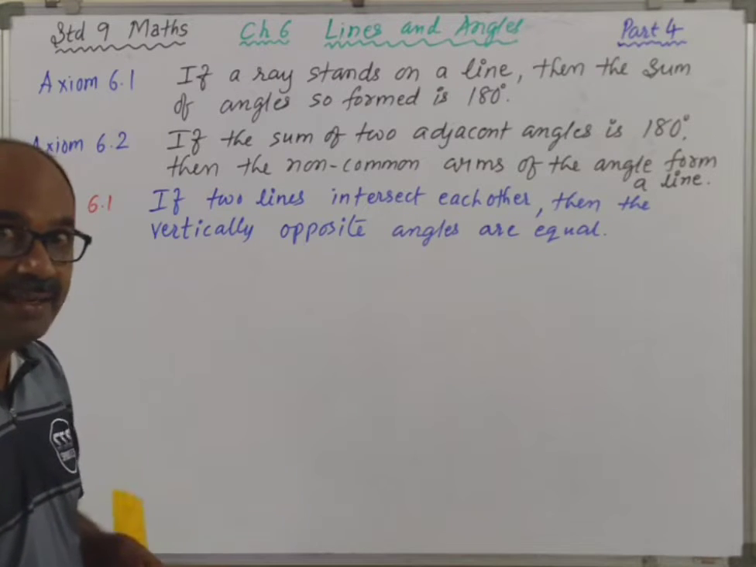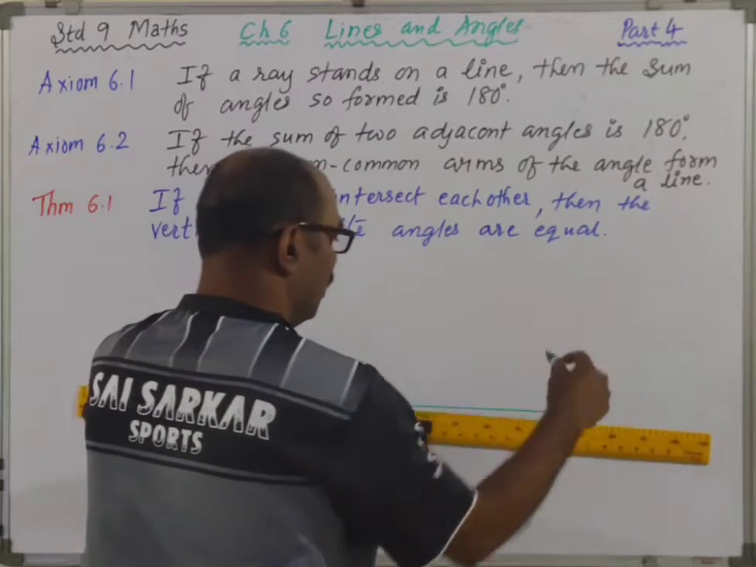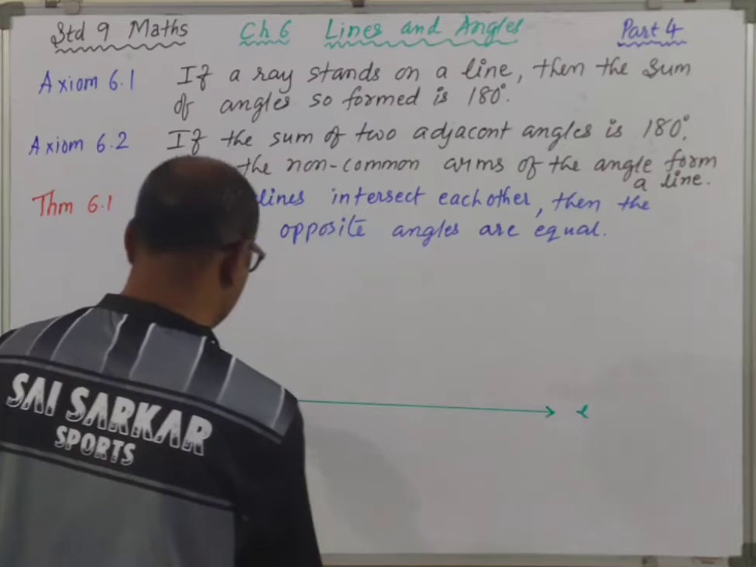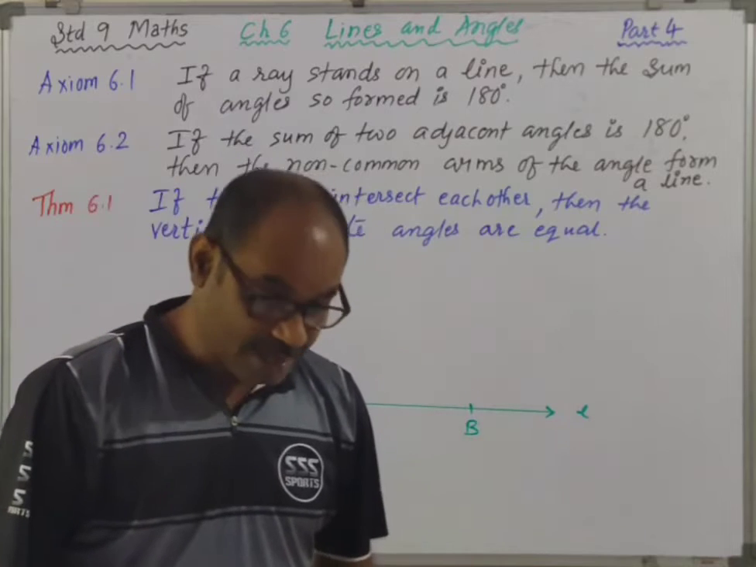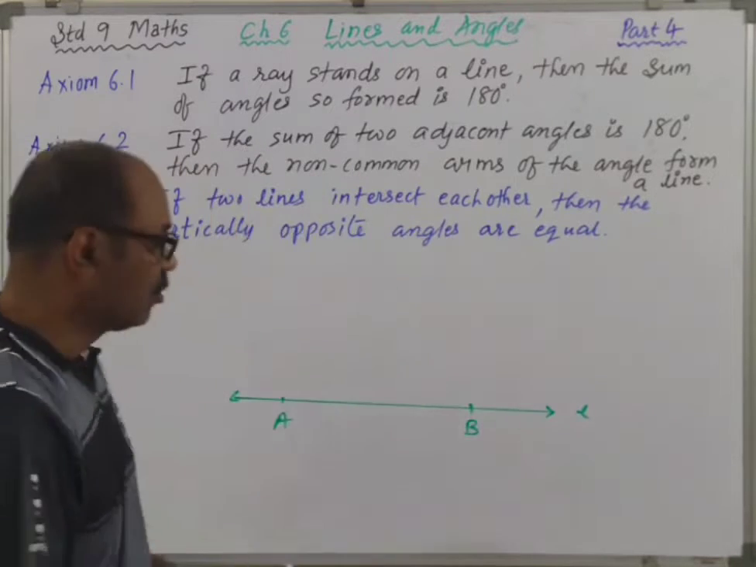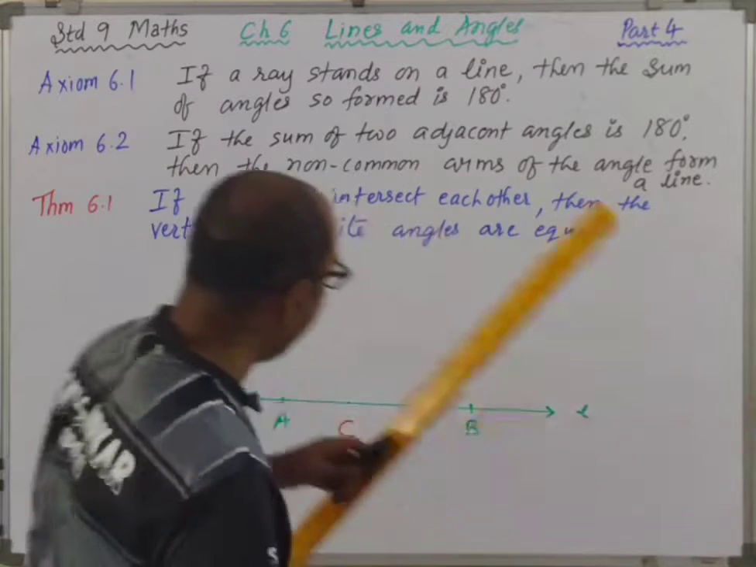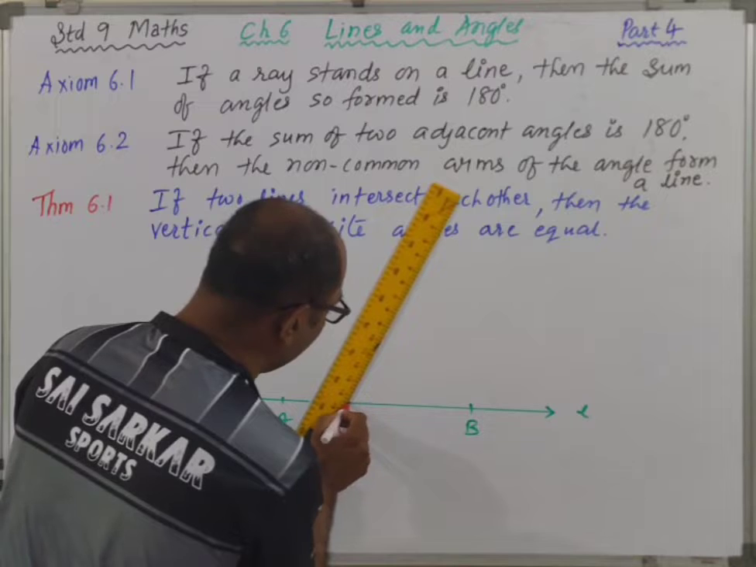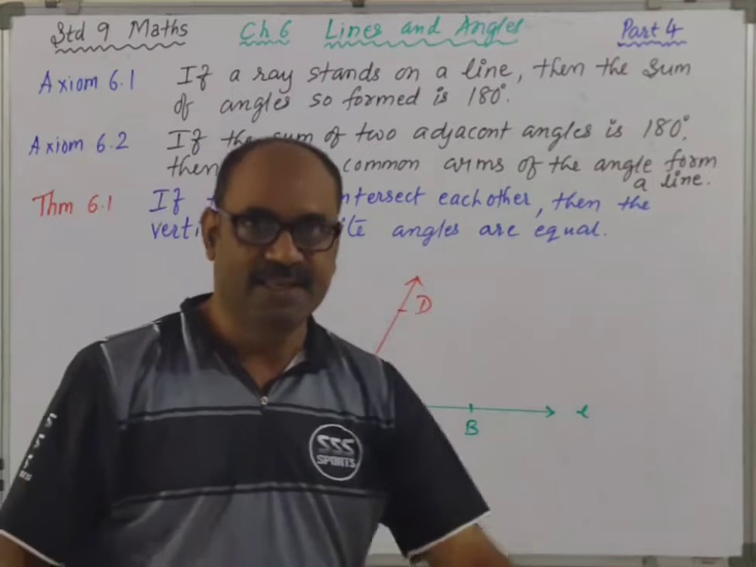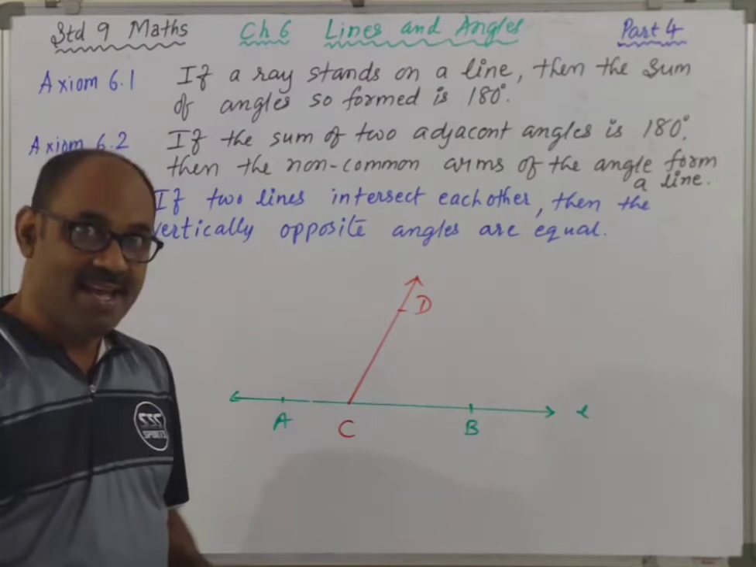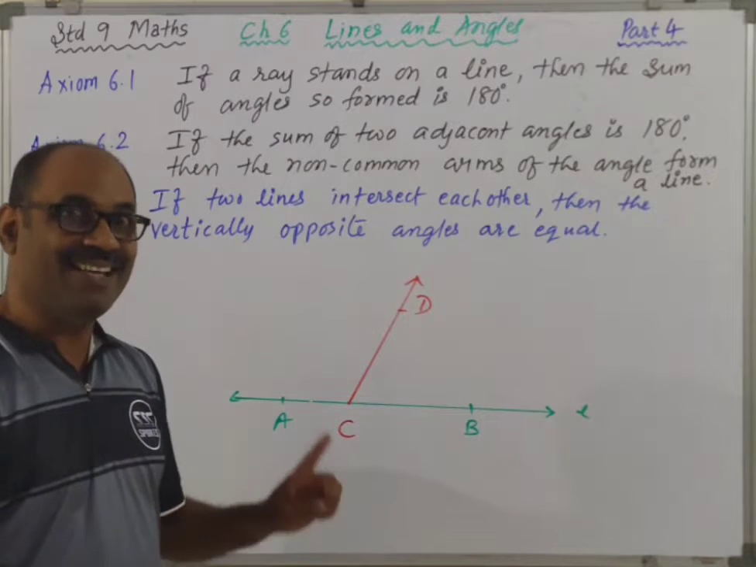Alright, I'll draw a line. Here is a line. Let's say L, or let me say AB. A ray stands on a line. So somewhere on a line you take one point. Let's say this is C. And then draw a ray originating from that point. Let's say this is ray CD. The red one is a ray and green one is a line. And this is the picture showing ray stands on a line.